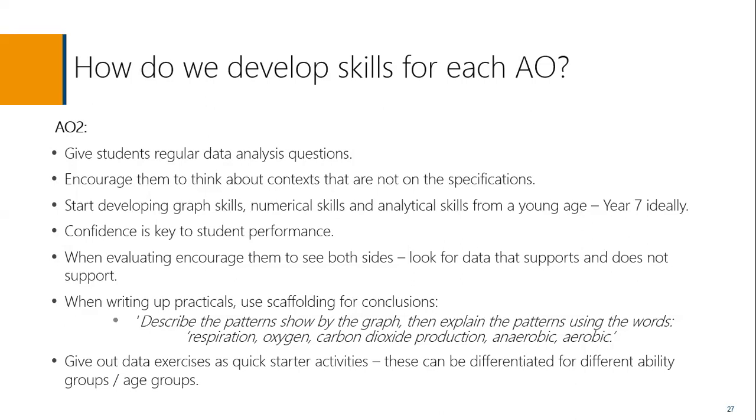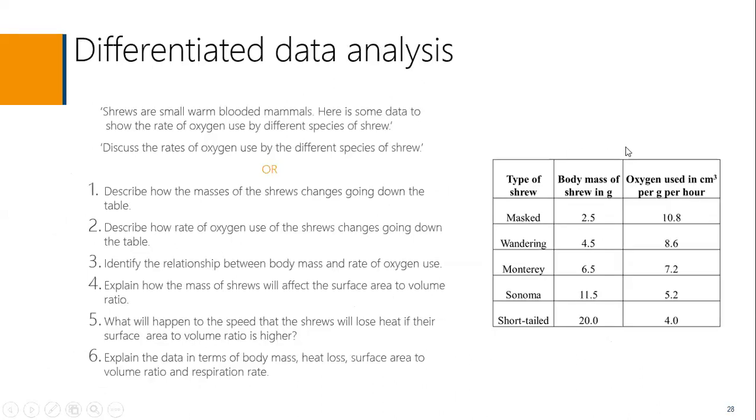And data exercises can be used as a quick starter activity, or they can be used as a homework activity, and they can be differentiated for different ability groups by breaking it down. So if we look at this as an example of how to differentiate data analysis, we've got a table of results. Undifferentiated, straightforward, open question: discuss the rates of oxygen use by different species of shrew. If your students are younger or you feel that they will struggle with that, you can give them a series of questions to answer that will result in them discussing the rates of oxygen use. And again, as pupils become more confident, then you will reduce the amount of scaffolding they're given.